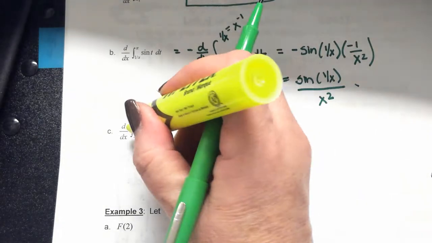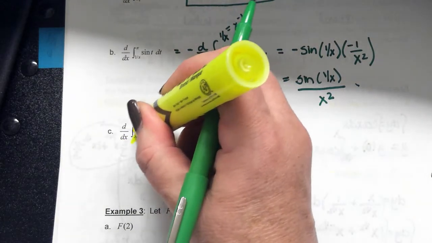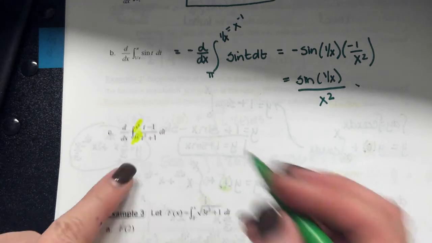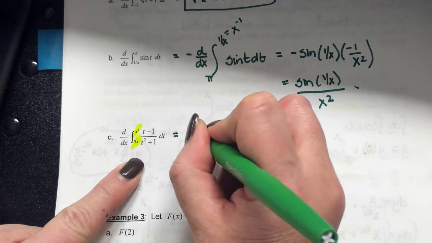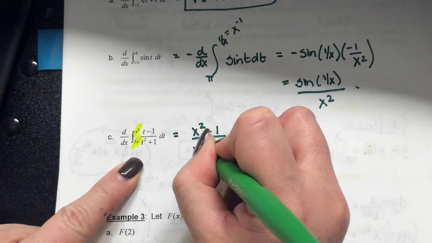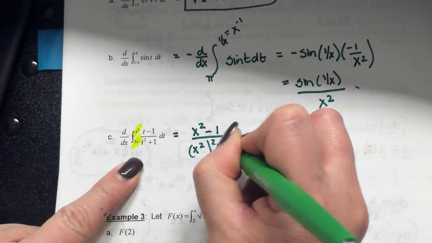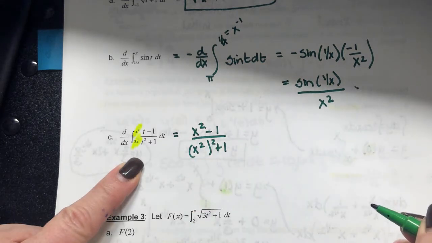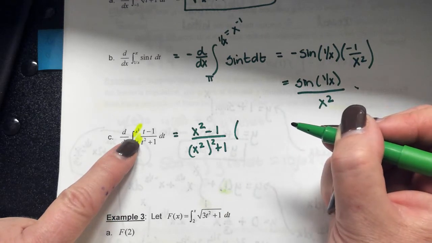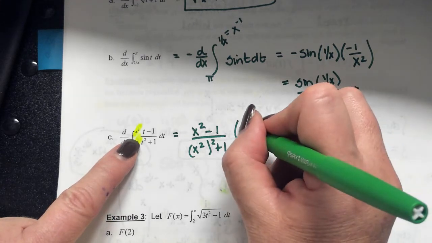Notice part C, both your upper bound and lower bound have your variable expressions. So negating to get the lower bound to be a constant is not going to work. So this is where you simply plug in your upper bound for t, so x squared minus 1 over x squared squared plus 1. And I need to multiply by the derivative of the upper bound. And what is the derivative of the upper bound? 2x.